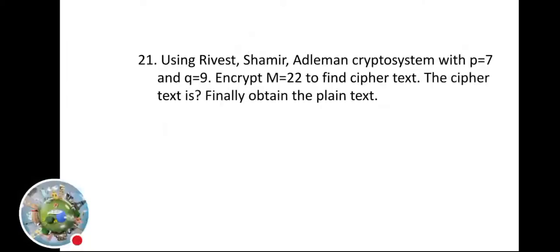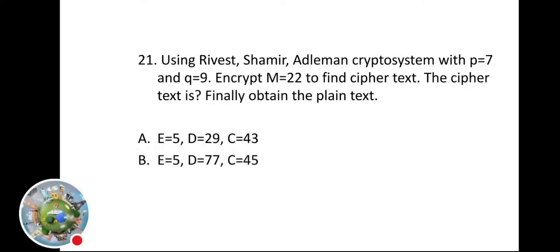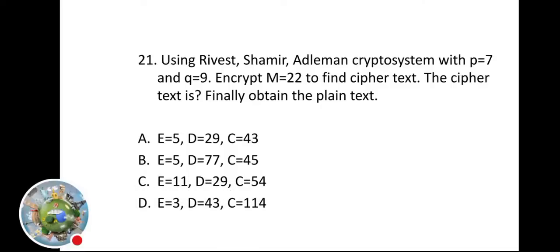So one more problem for you. Now do the RSA algorithm again with P equals 7, Q equals 9, and the message is 22. What is the answer? See the options: A, E equals 5, D equals 29, C equals 43. B, E equals 5, D equals 77, C equals 45. C, E equals 11, D equals 29, C equals 54. D, E equals 3, D equals 43, C equals 114. E, E equals 7, D equals 32, C equals 96.